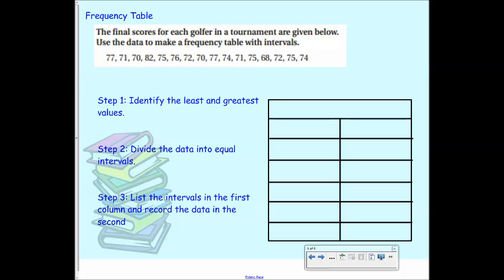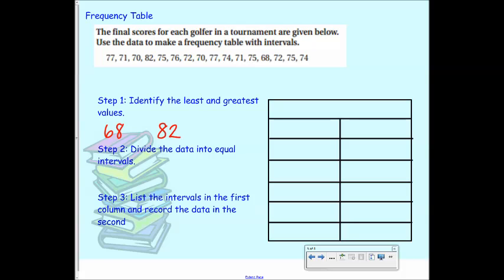68 is the smallest. 82 is the biggest. So I want to divide that data into equal intervals, which means do I need to worry about the 10s, the 20s, 30s, the 40s, and the 50s? No. So what intervals do I need to worry about? 60s, 70s, 80s, and I don't need to worry about the 90s. Why? Because no one scored in the 90s.